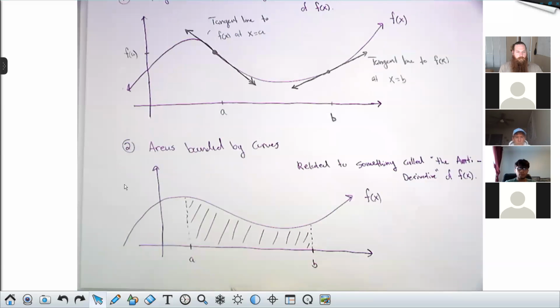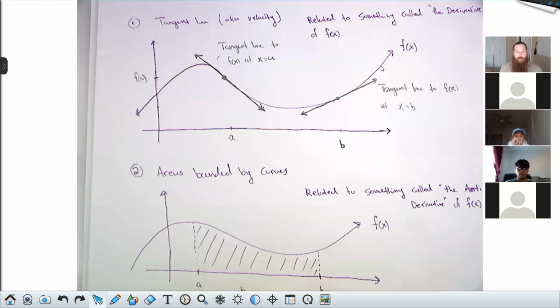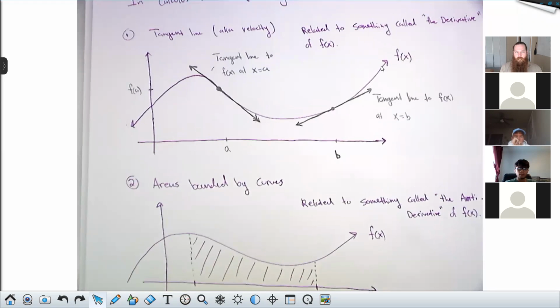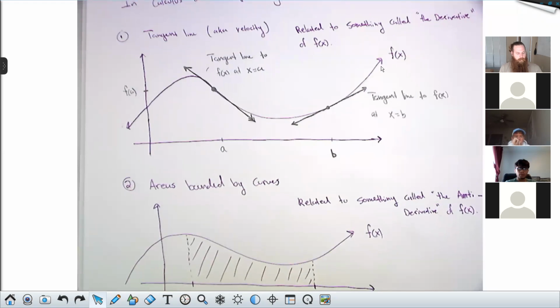And conversely, if f of x is your velocity function, tells you how fast you're going at any given time, then the area bounded by that function and the horizontal axis tells you how far you've traveled. So there's a really neat connection to physics in both of these. And it turns out that one is the opposite of the other in terms of this new calculus operation called differentiation.